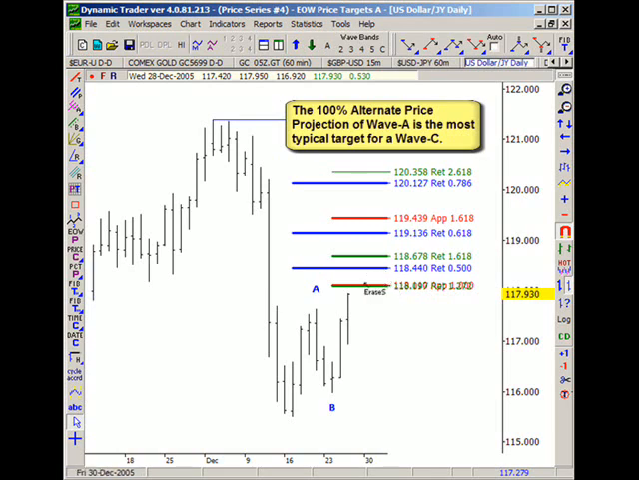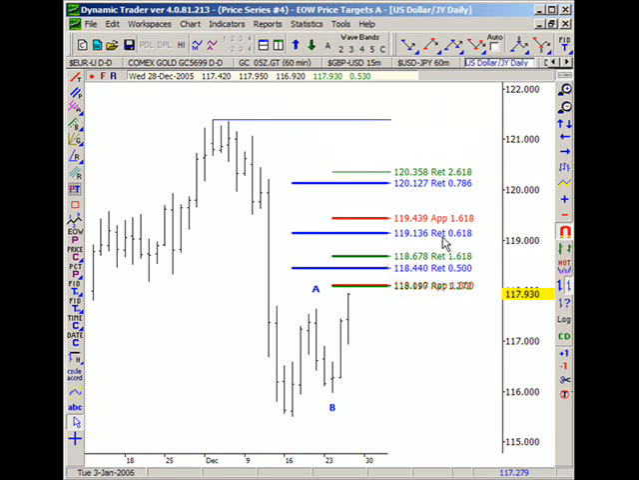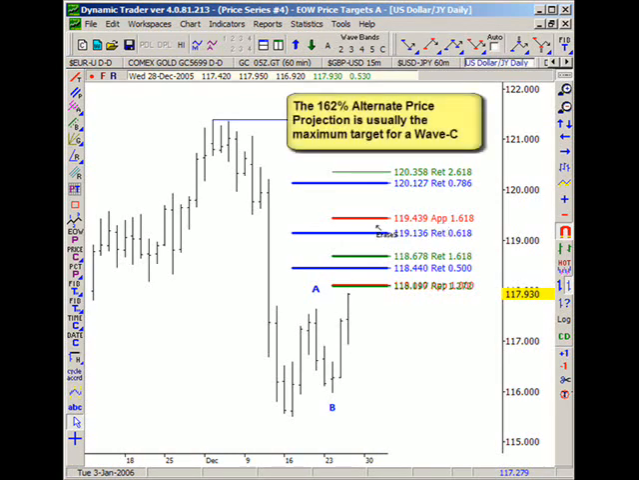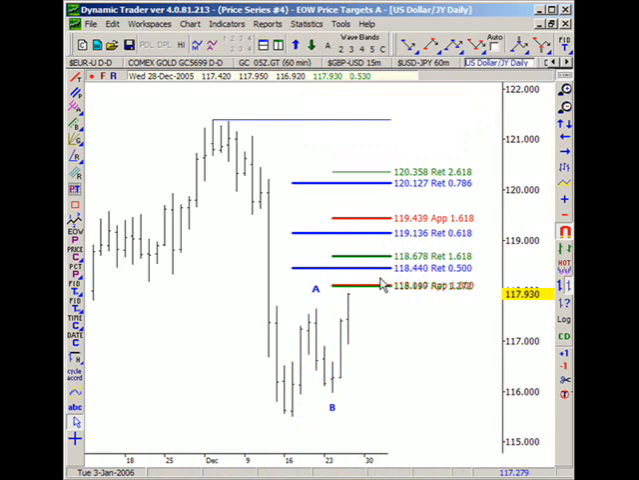So right around in this zone is the most probable target to complete the wave C. Now, if it were to take this zone out, right around the 62% internal retracement, the 162% alternate price projection is usually the maximum wave C, where wave C would equal 162% of A. But here's our high probability retracement zone.